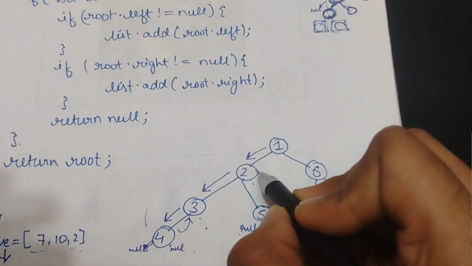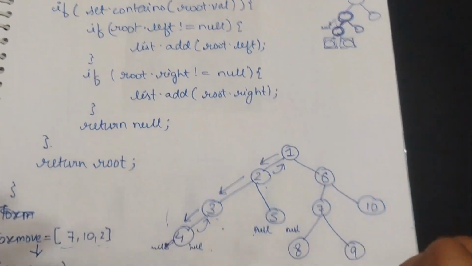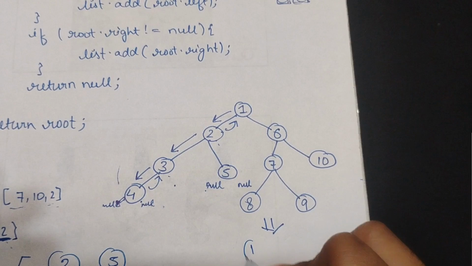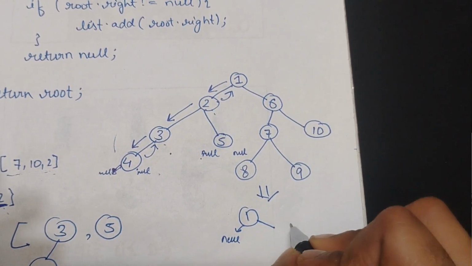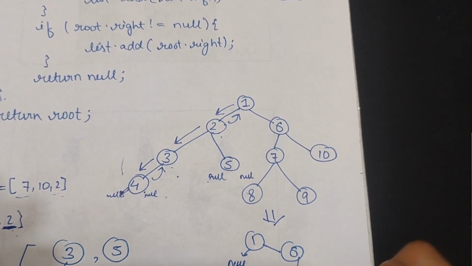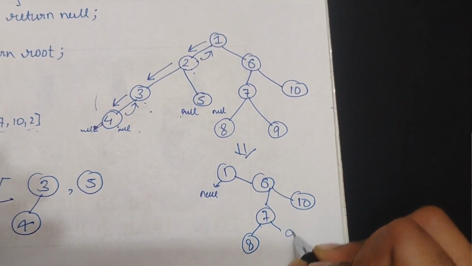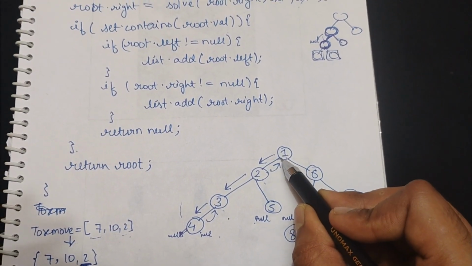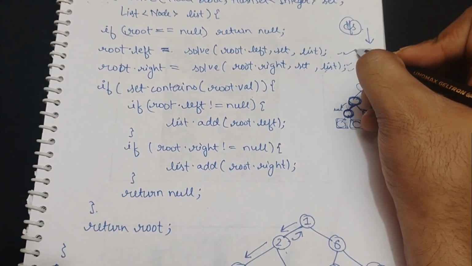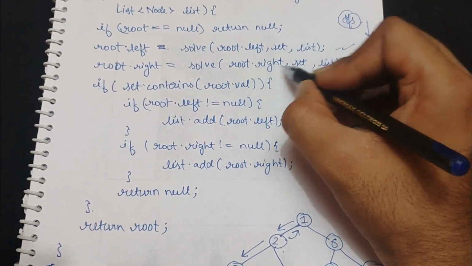Now when 2 returns null, it will go to 1. Now 1 dot left is assigned as null. Now the tree will become like this. Here it is null, that is nothing. Rest all same. Okay, the tree has become like this. Now it has returned null to 1, and we can see that 1 has called this through root dot left.